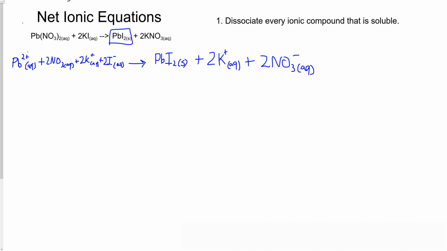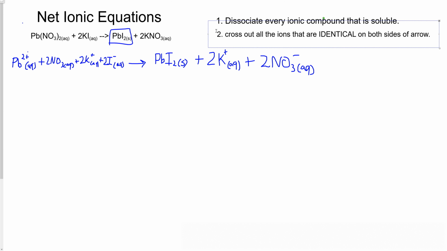Now we're going to do step 2, and it's very simple. You're going to cross out all the ions that are identical on both sides of the arrow, and I just noticed that I did not put my minus charge on my nitrates on the reactant side. So we're crossing out every chemical species that is identical on both sides.